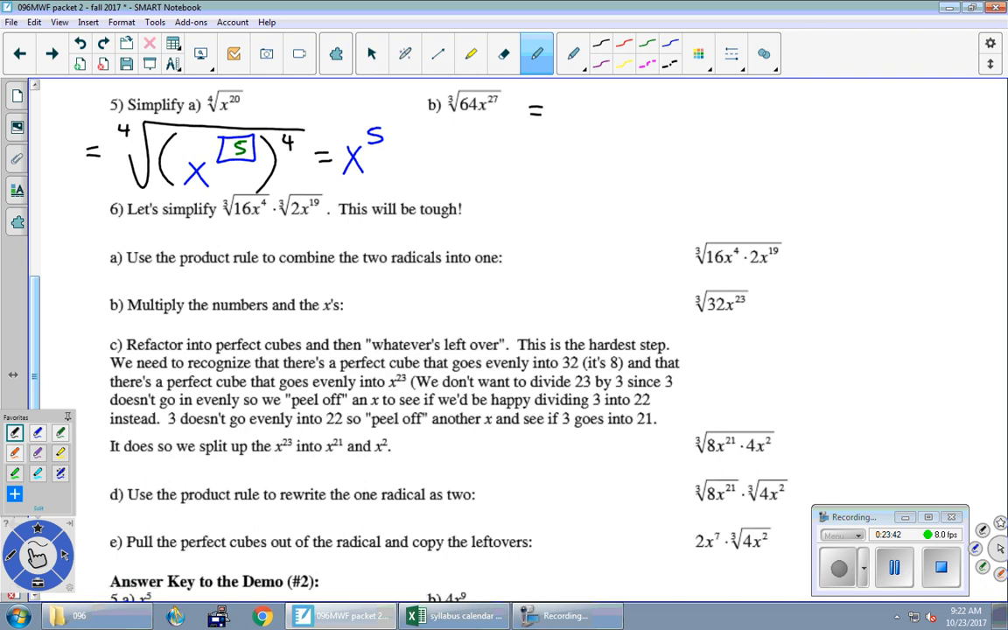Cube root of 64x to the 27. Here, I'm going to split this into two radicals. Cube root 64 times the cube root x to the 27. Okay, cube root of 64 is nice. If you don't happen to know it off the top of your head, look in the chart. Cube root of 64 is 4.